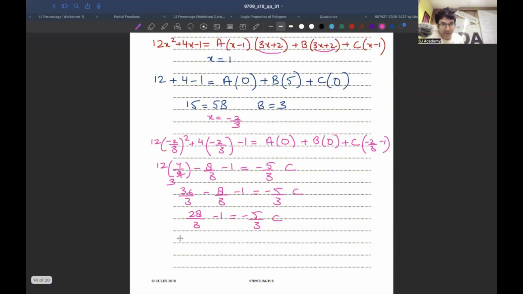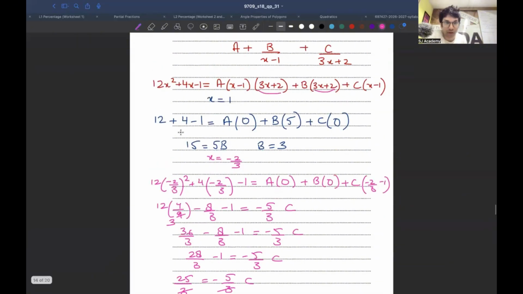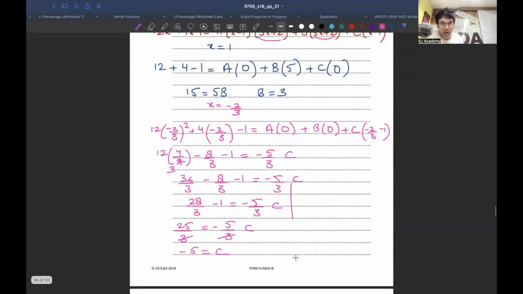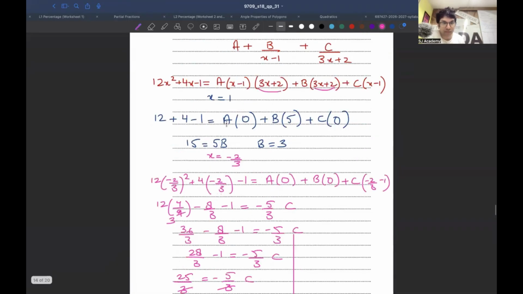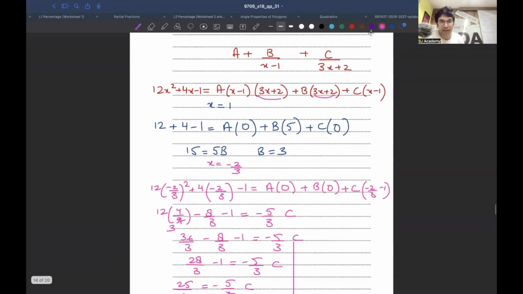Taking the LCM again on the left hand side, we get 28 minus 3, which is 25 upon 3, is equal to minus 5 upon 3c. 3 cancels out. So c will be equal to 25 upon minus 5, which is minus 5. I hope I haven't made a mistake. Anyways, to find the value of a, we can take any value of x. As we already have the values of b and c, we can just substitute x equal to 0 over here, and we can find the value of a.